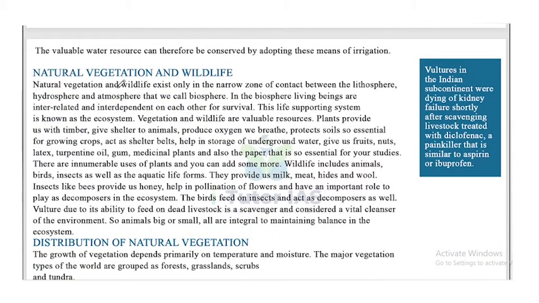The valuable water resource can therefore be conserved by adopting these means of irrigation. So we should conserve the water resources, otherwise we will face water scarcity.